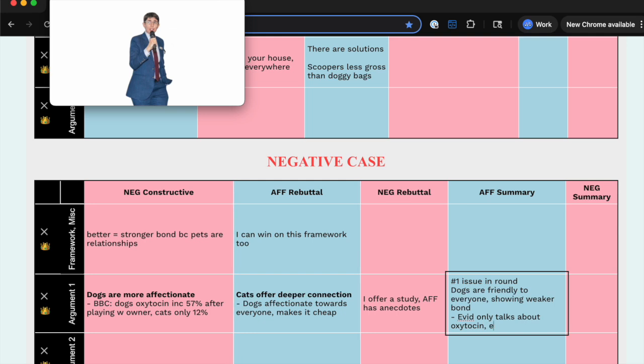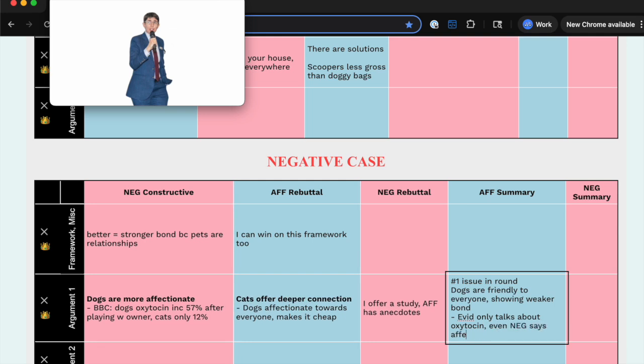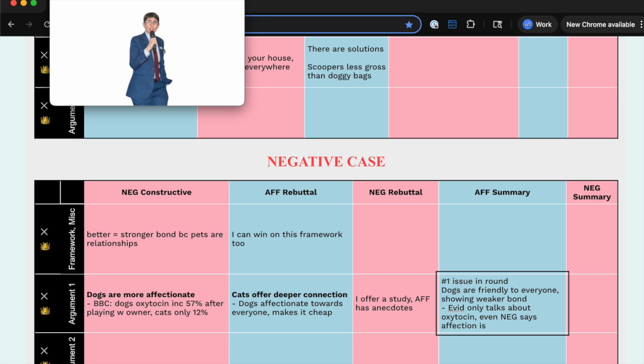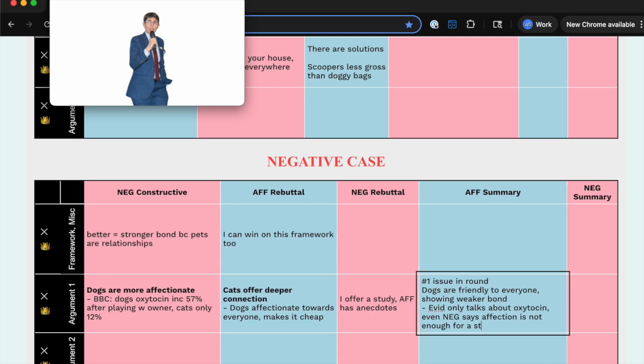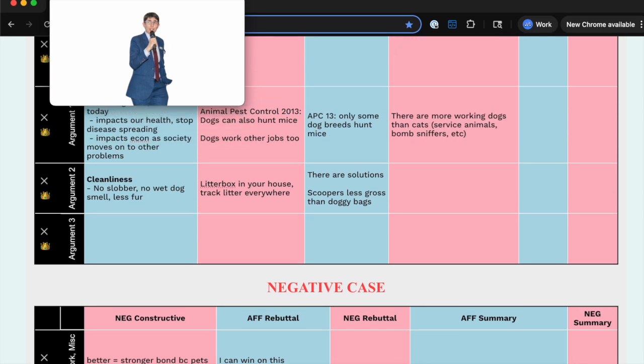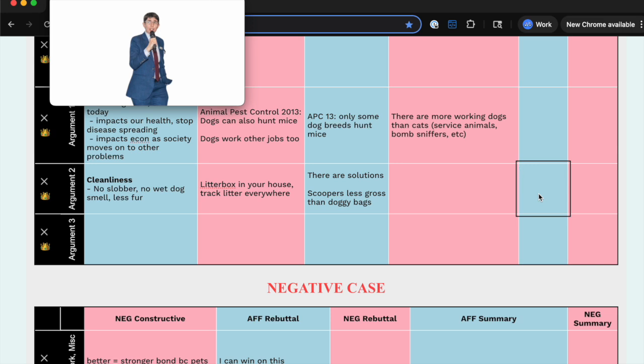And if we were to use my framework, I also proved that cats are cleaner than dogs. The plastic bag is way grosser than the litter box, which proves that cats are cleaner and less gross to take care of.